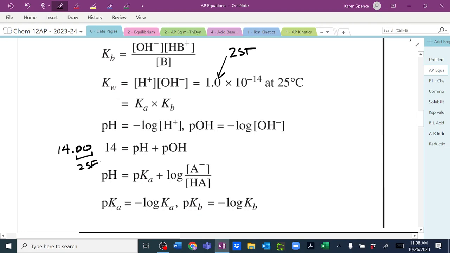So isn't that nice? They give you Kw. They tell you the pH formula, the pOH formula. They tell you the 14 is pH plus pOH. Your regular exam will not be given to you. You just need to know them. But I don't think they're that hard to remember. So hopefully you can just remember them. Give some practice on that.